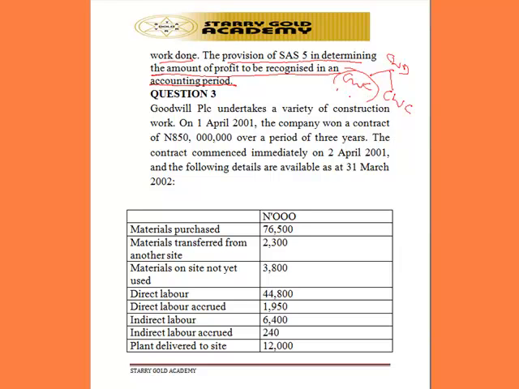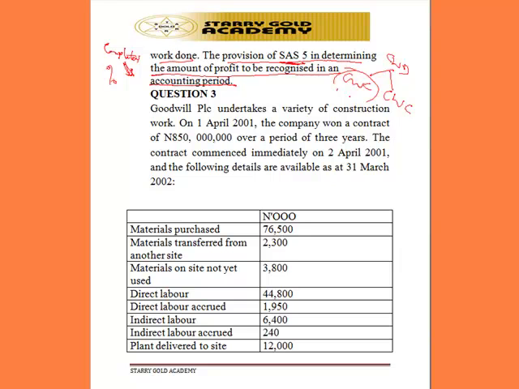Now, SAS 5 gave two methods of accounting for contracts: the fully completed contract method and the percentage of completion method. The fully completed method is used where the contract has reached a reasonable stage of completion. It's almost concluded and the profit can be determined reasonably well.